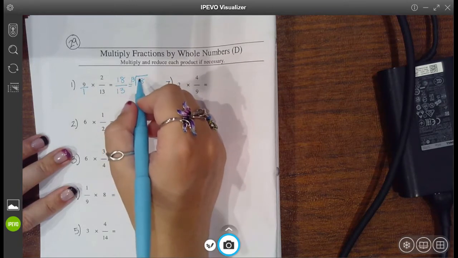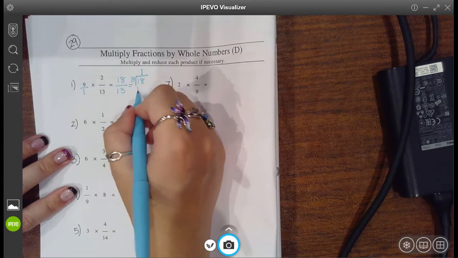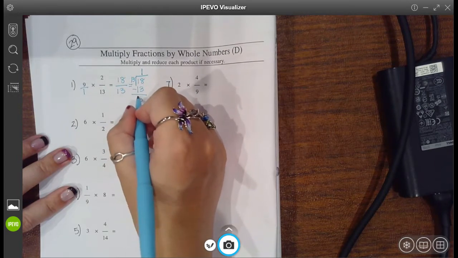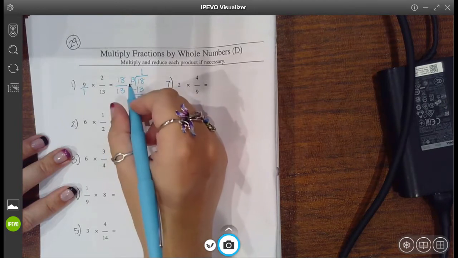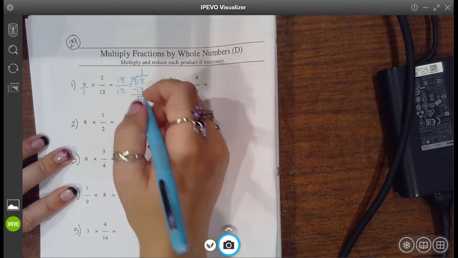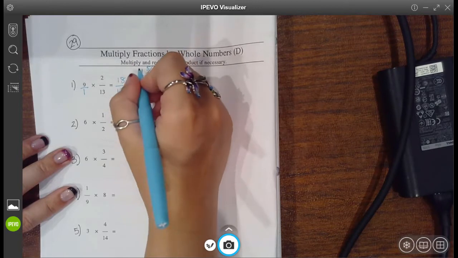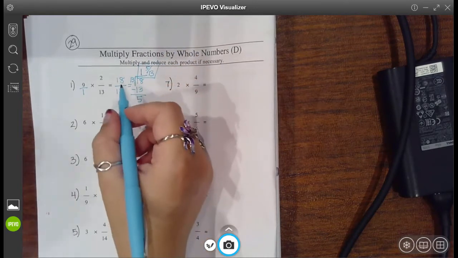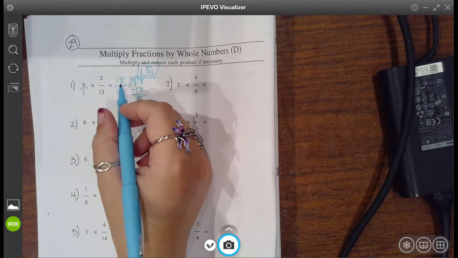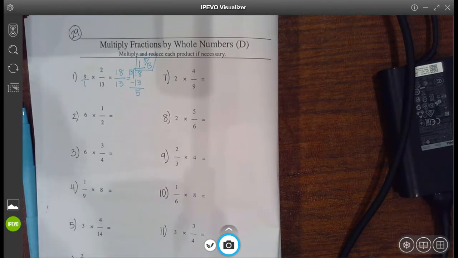So how many times does 13 go into 18? It goes in once. 1 times 13 is 13. Subtract that, 18 minus 13 is 5. You always want to have a remainder that's smaller than what you divided by. If the remainder is smaller, then you're good. So now you just put your remainder over what you divided by. And 1 and 5/13 is the same thing as 18 over 13 because 13 goes into 18 once with a remainder of 5. Okay, let's try the next one.